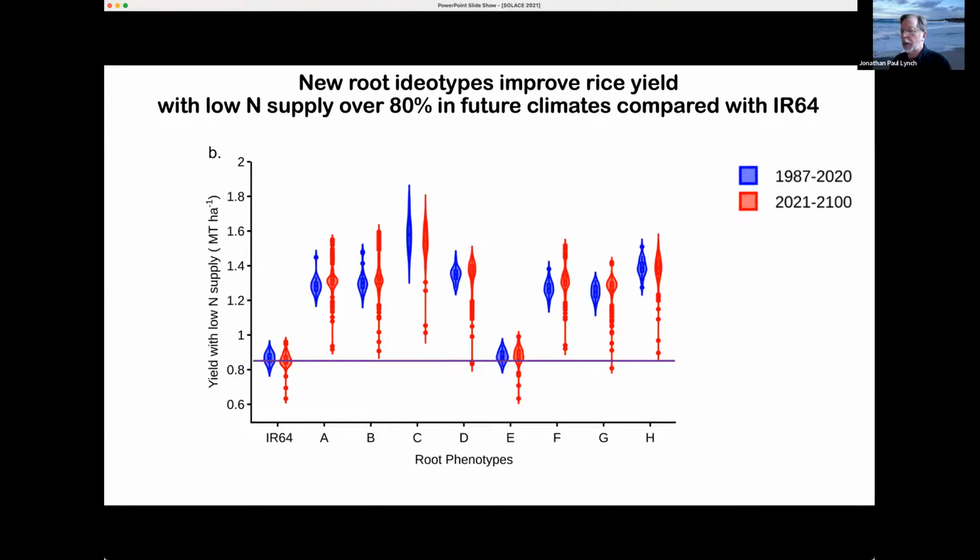field work. And I want to point out that some of these phenotypes do not exist or may not exist in nature.